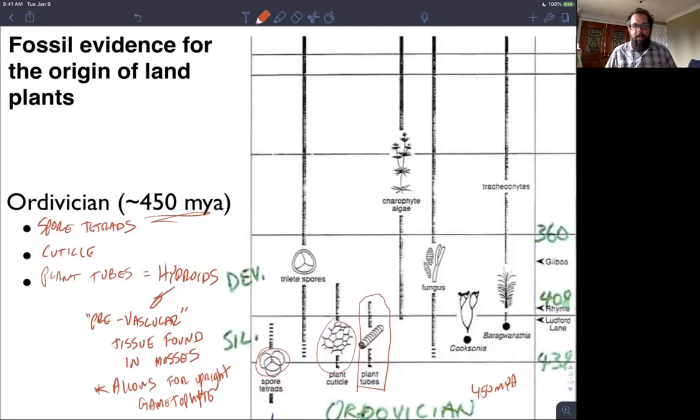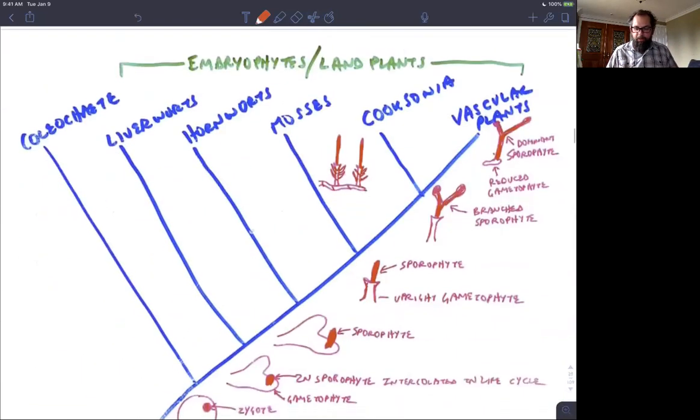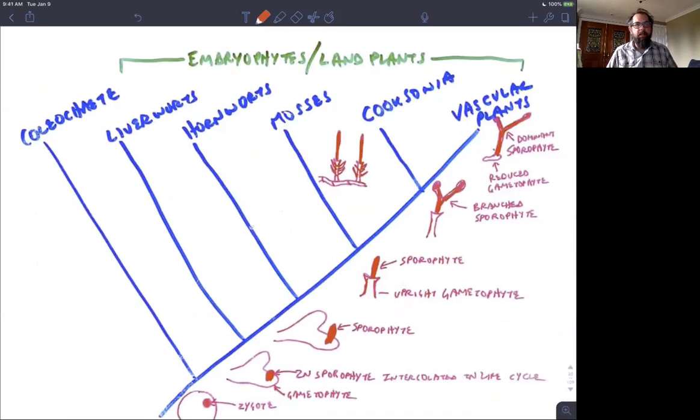When we come back, now that we've talked about several of these groups, we've set up our phylogeny with bryophytes being paraphyletic, sister to the vascular plants. We can now start to look at how the different life cycles and the different stages of the life cycle have evolved from our green algal ancestors through all of our land plant lineages.